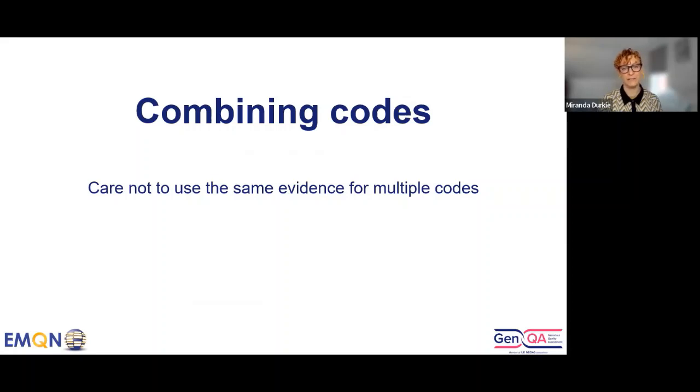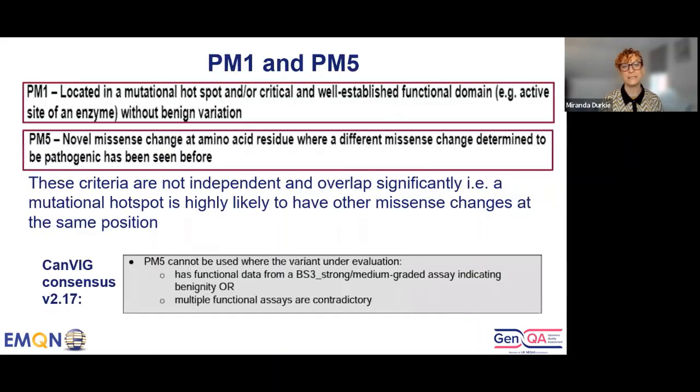And most importantly, it's taking care not to use the same evidence twice in multiple codes. Next slide, please. So one of the most common ways that you can overcount the evidence is some of these prediction codes. So PP3, PM1, PM5, particularly PM1 and PM5.